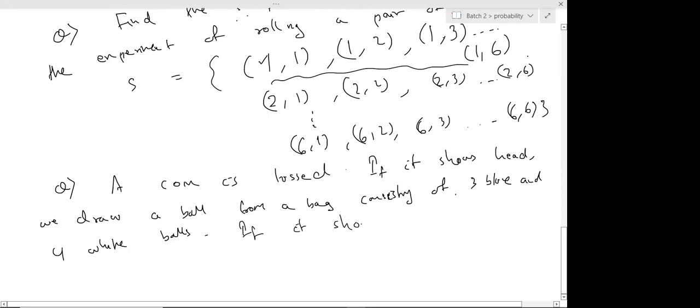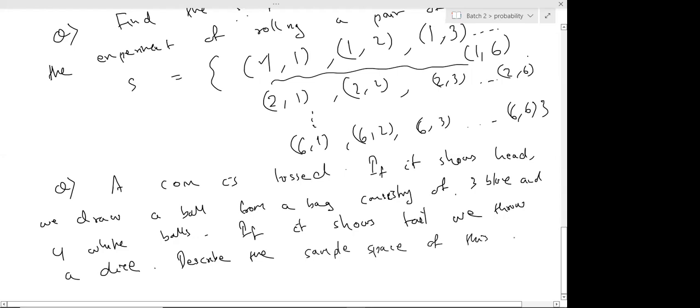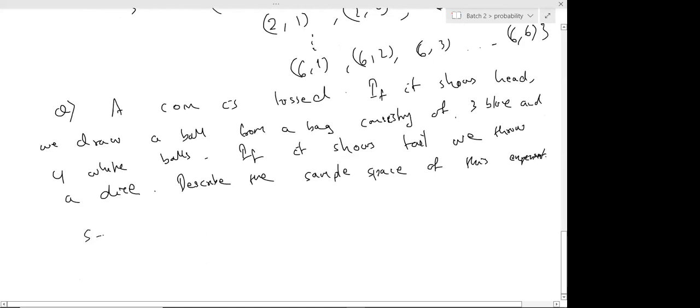If it shows tail, we throw a die. Describe the sample space for this. Now let's try to think about this and try to write the sample space. All right, what would it be?